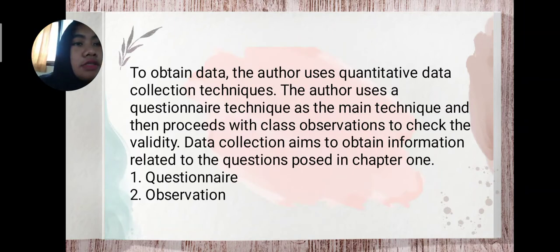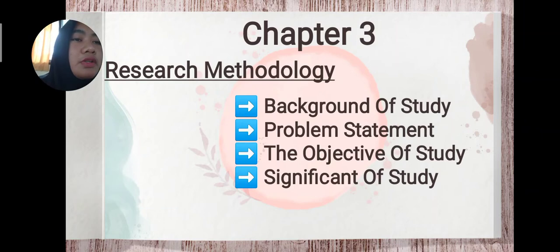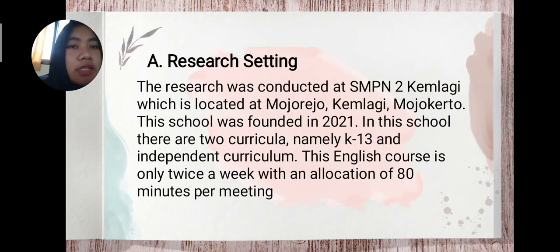To obtain data, the author uses quantitative data collection techniques. The author uses a questionnaire as the main technique and then proceeds with class observation to check the validity. Data collection aims to obtain information related to the questions posed in Chapter 1: questionnaire and observation. Chapter 3, Research Methodology. Research setting. The research was conducted at Junior High School Tukamlaki, which is located at Majapahit Kamlaki, Mojokerto.